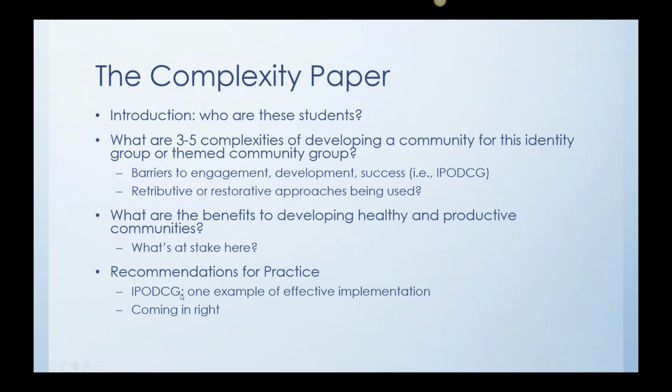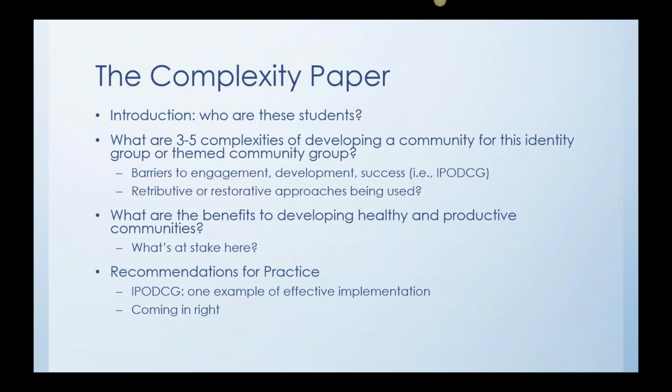Let's make some connections to the complexity paper. So in the introduction of your paper, you're going to be answering the question, who are these students that you're choosing to focus on, right? So tell us more about first-generation college students. Your next section is to really think about 3 to 5 complexities of developing a community for that identity group. So I would talk about 3 to 5 challenges for developing a community for first-generation students.